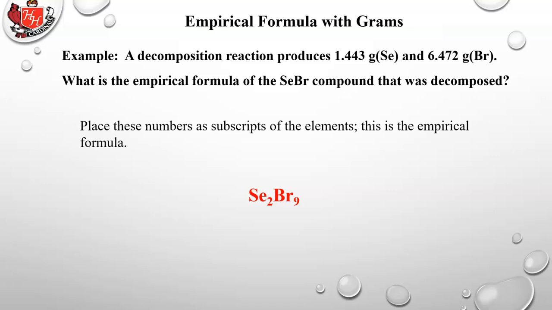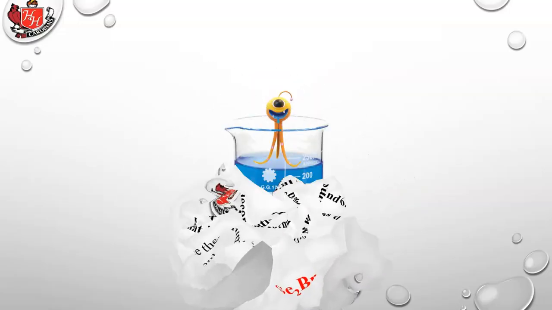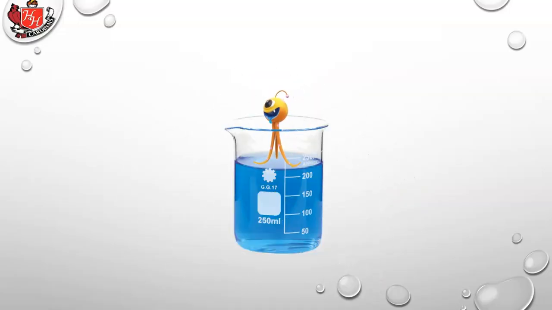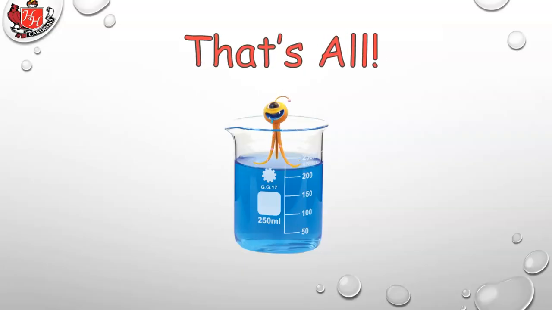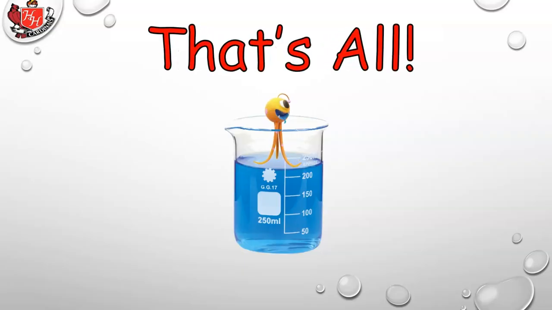Now keep in mind that's an empirical formula. The formula of the actual selenium bromide molecule could be Se4Br18 or Se6Br27. In other words, any multiple of those two numbers. So that we're not going to deal with until a later lesson. All right, and that takes care of this lesson on empirical formula. This will get you started, and we'll spend a few days on this so that hopefully it becomes clear by the end of those lessons.